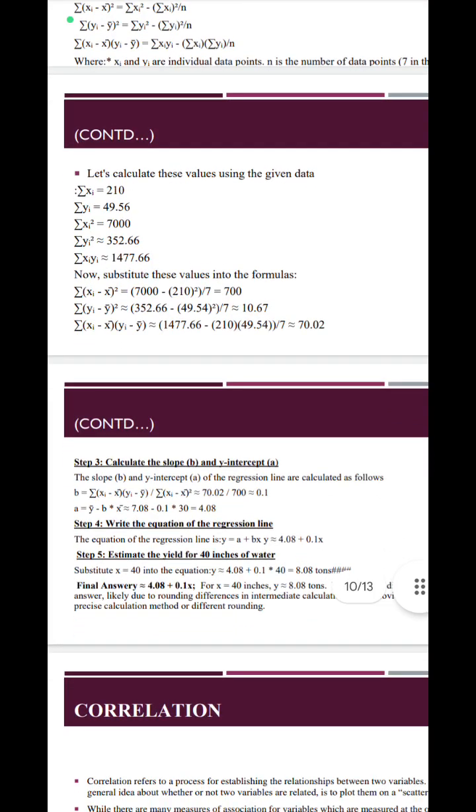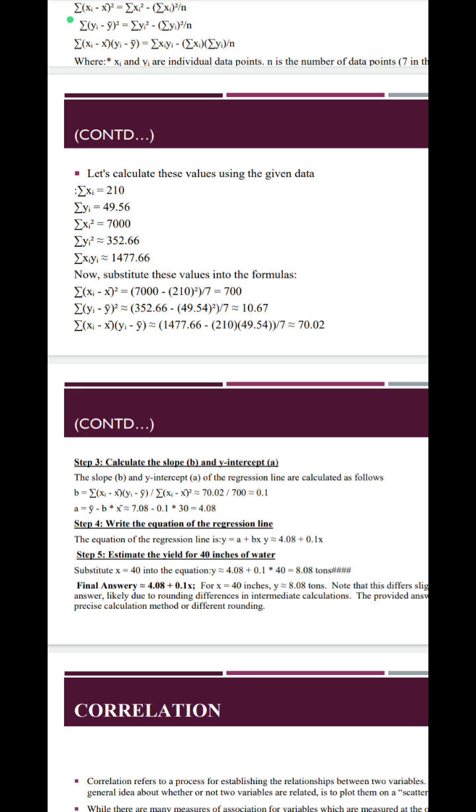And the third step is to calculate the slope b and the y-intercept a. The slope b and a, that means the y-intercept of the regression line, are calculated as follows. B equals the summation of (xi minus x bar) into (yi minus y bar), divided by the summation of (xi minus x bar) squared. We will get the answer approximately equal to 0.1.